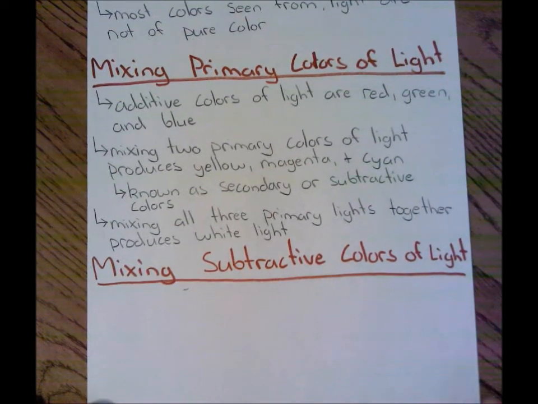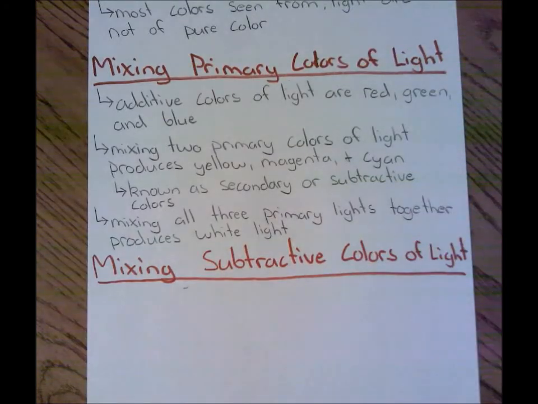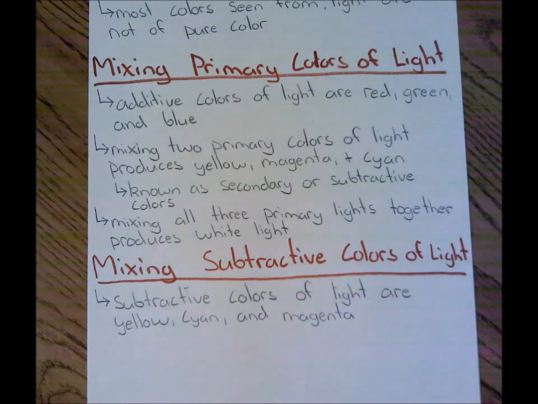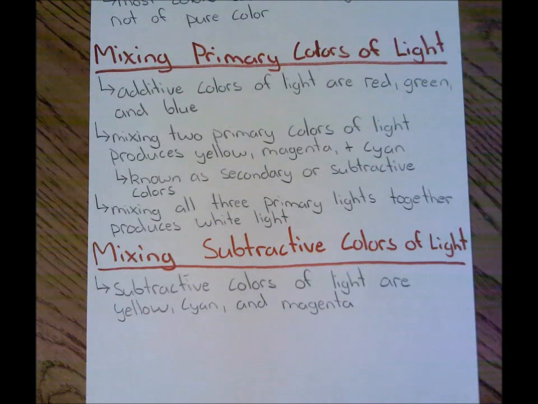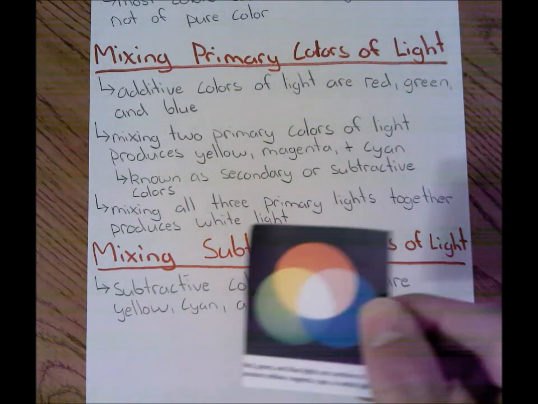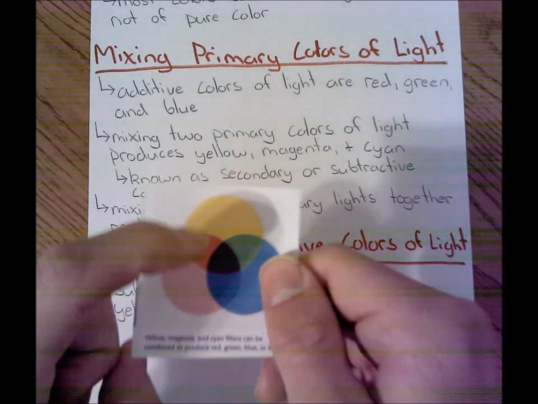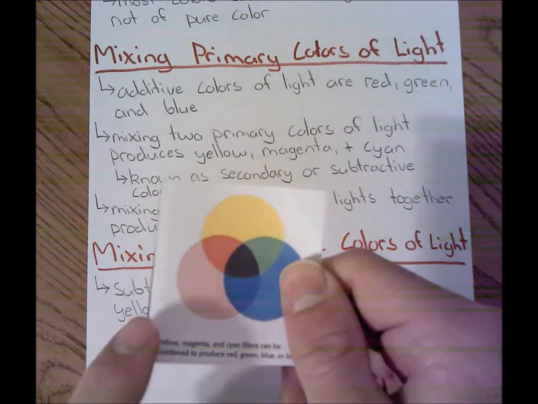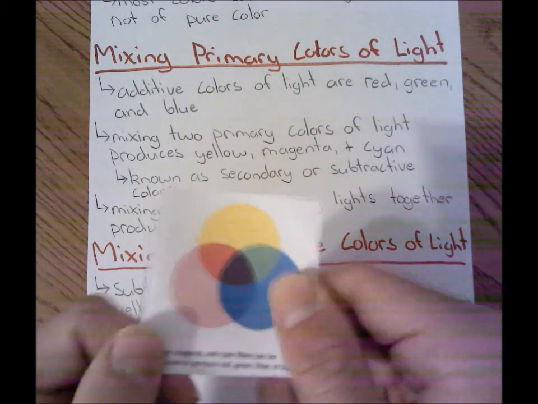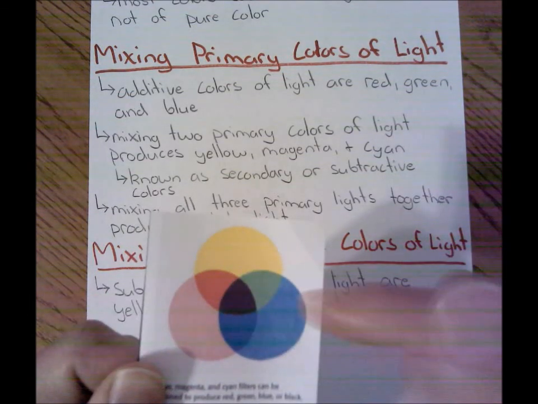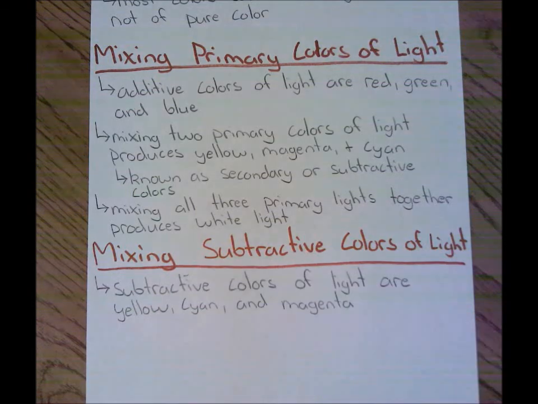If we mix two of those together, what happens is this. If we mix yellow and magenta, we produce red. If we mix magenta and cyan, we get blue. And if we mix yellow and cyan, we get green. So we go back to those original primary colors when we mix two of those subtractive colors together. Now, you may have seen that if we mix all three subtractive colors together, we produce black.